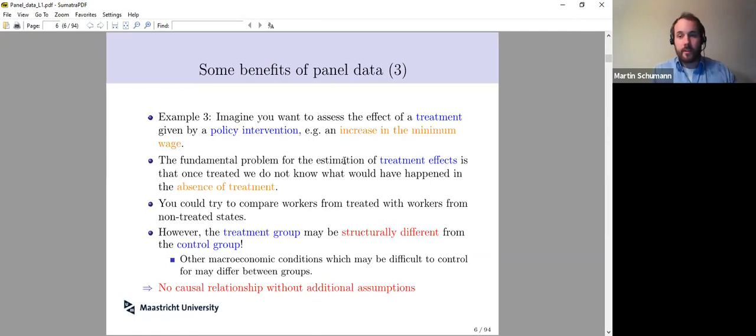However, there may be issues with that because the treatment group state may be substantially or structurally different from the control group state. You cannot simply compare people in California to people in Alabama, right? Because there are macroeconomic differences that will make the people in Alabama a bad control group for the people in California. And therefore, you cannot get causal relationships without any further assumptions. And what we will see is that when we have panel data, or at least repeated cross-sections, we can actually do something. So we can relax some of the assumptions to get causal estimates.